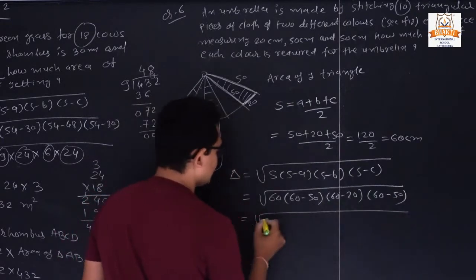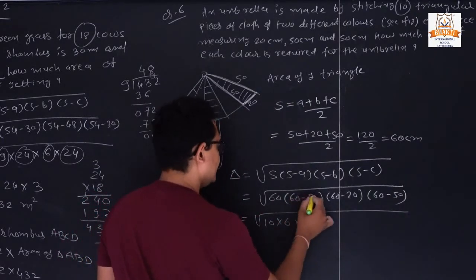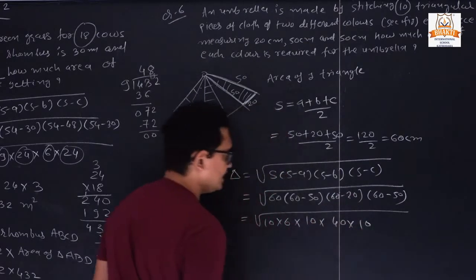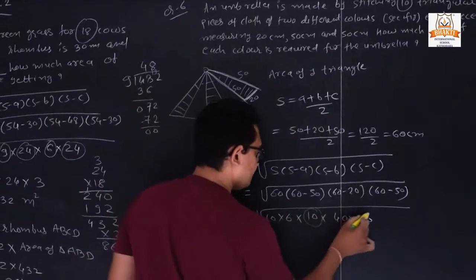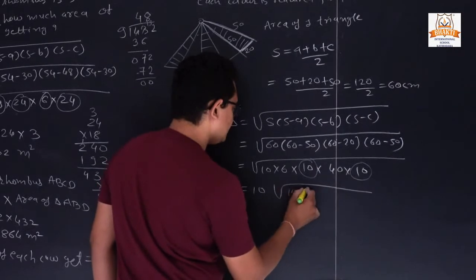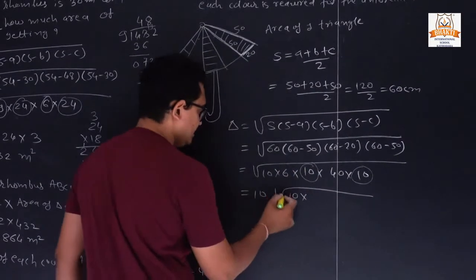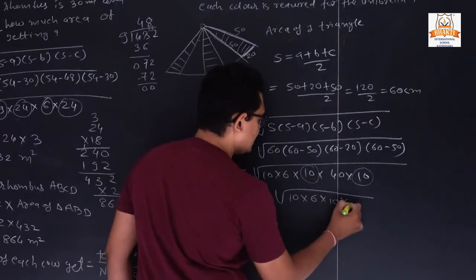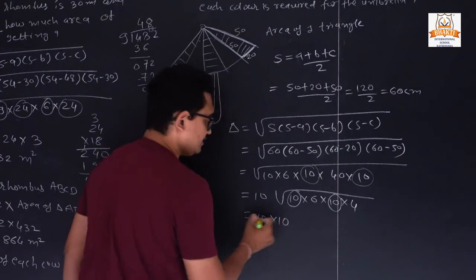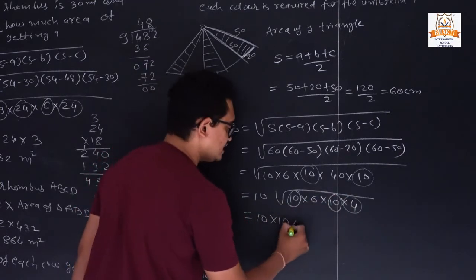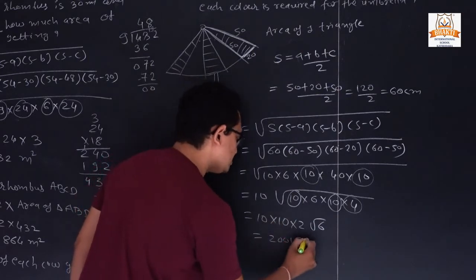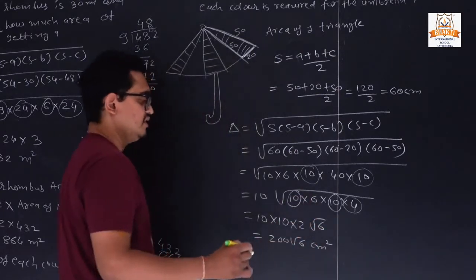So 60 means what? 10 6 here, 10, here 40, and here once again 10. So here we have a pair of 10 10, and here 40 means what? Once again we can divide 6 and here 10 4s. So 10 10, so once again we can take a square root of 10, and what is the square root of 4? It is 2. So 100. So it is 200 root 6 centimeter square.